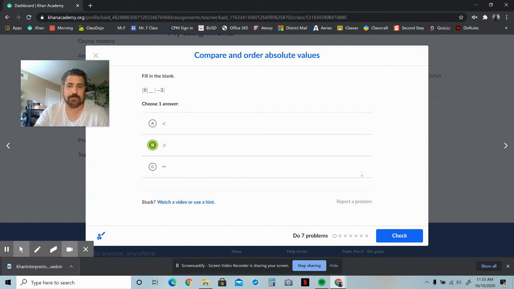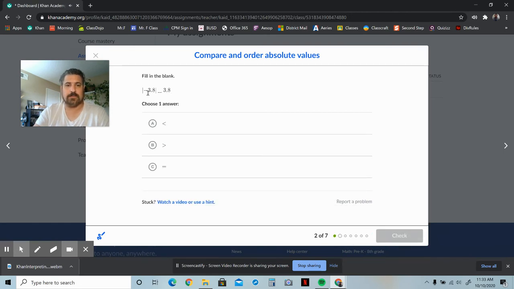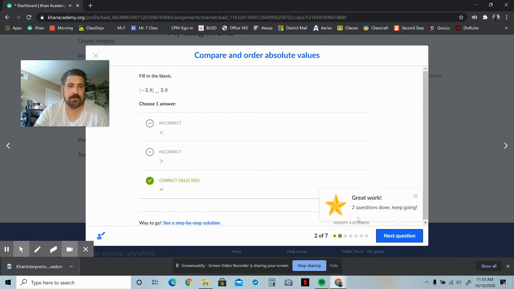This one is the absolute value of negative 3.8 compared to 3.8. Well, the absolute value of negative 3.8 is 3.8, so these are equal. Remember, absolute value is always positive, distance from 0.